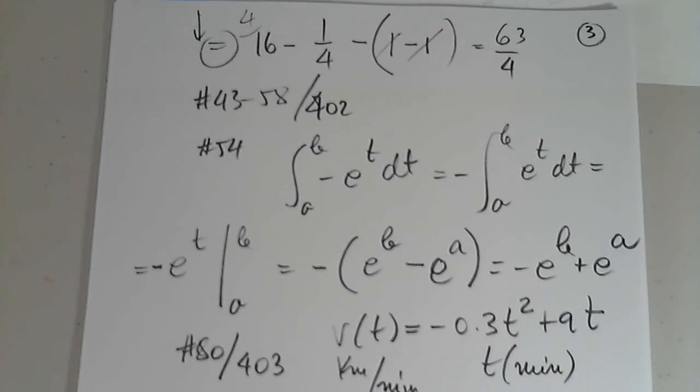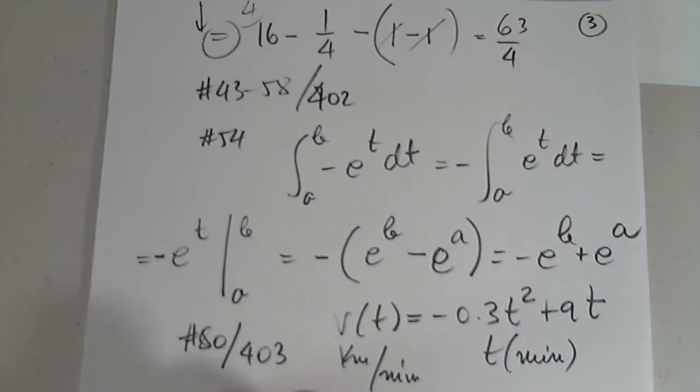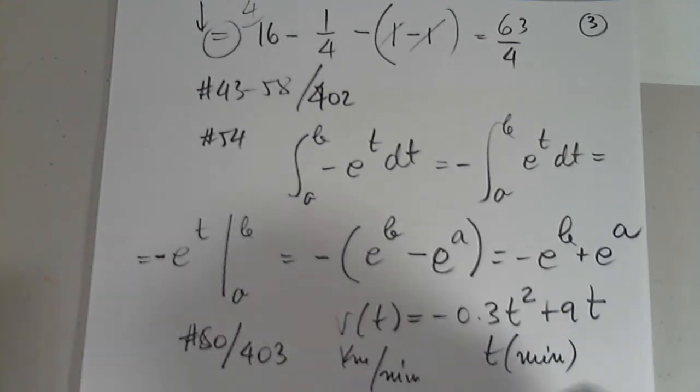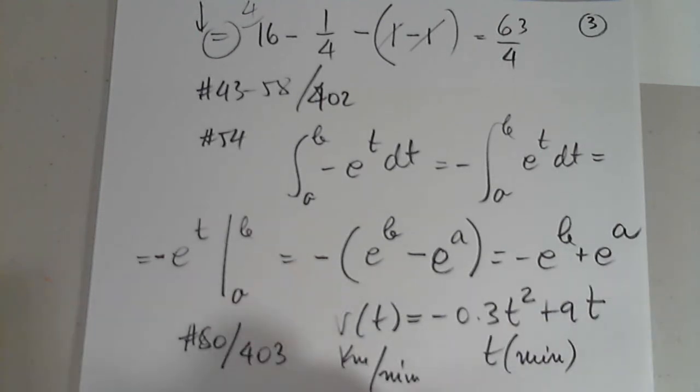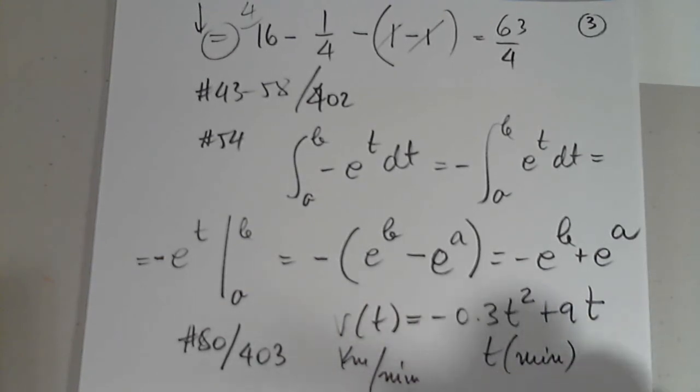So we have the velocity. So v of 10. Let's see, this is 100 times negative 0.3, which is negative 30, plus 90. So this is 60 kilometers per minute. Okay.